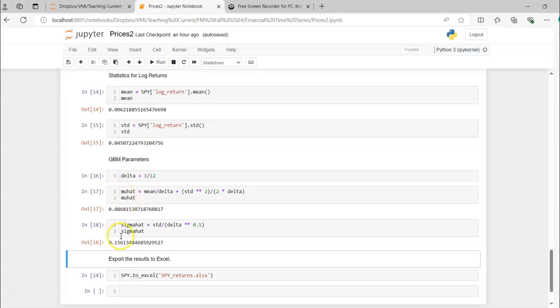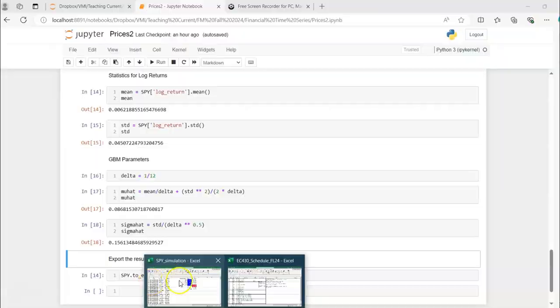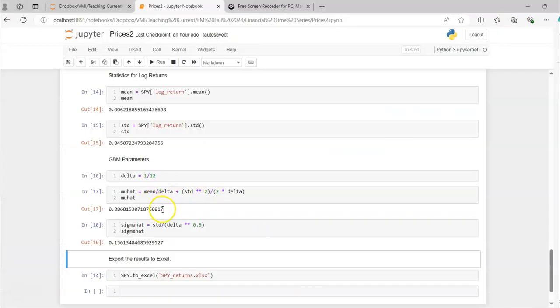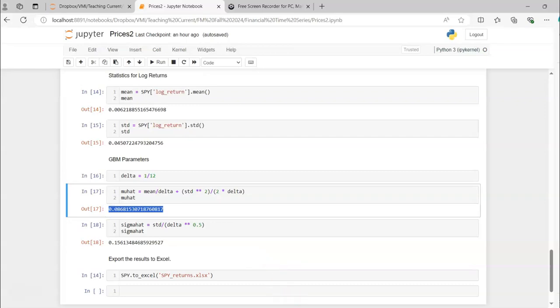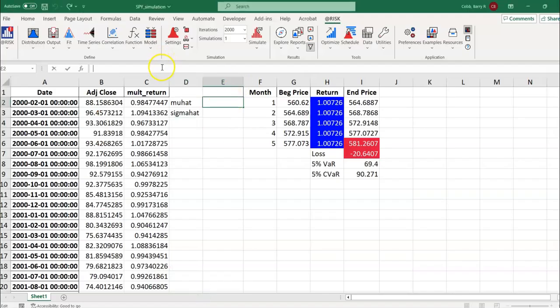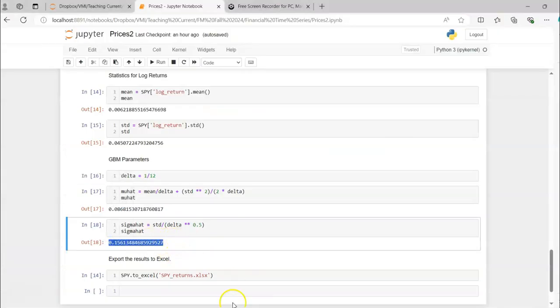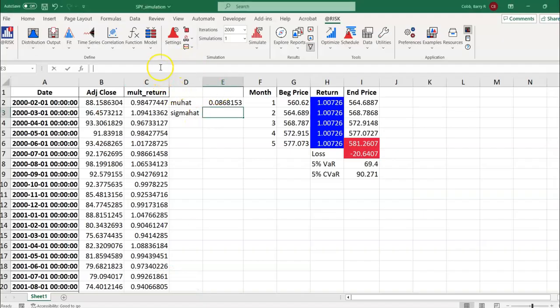Now, here are the mu hat and sigma hat parameters in the Python file. We could download these to Excel, but for now I'm just simply going to copy these over. And so we will put out here in this file the mu hat parameter and sigma hat, and I'll just copy these numbers in. I copied them, you could also type them.